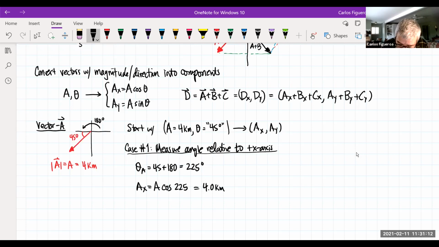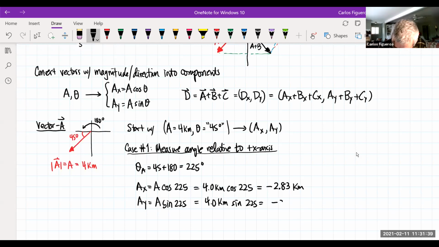4.0 kilometers times cosine of 225. And the number that I get here is minus 2.83 kilometers. And then I do the exact same thing for AY. But this time, of course, it's the sine. And if I calculate that number, I'm going to get 4.0 kilometers sine of 225. And of course, I'm going to get the exact same value because we know that sine and cosine are the same for the same angle.